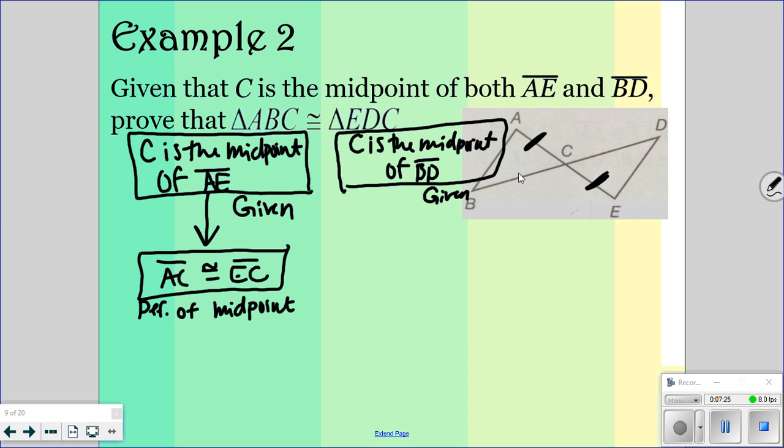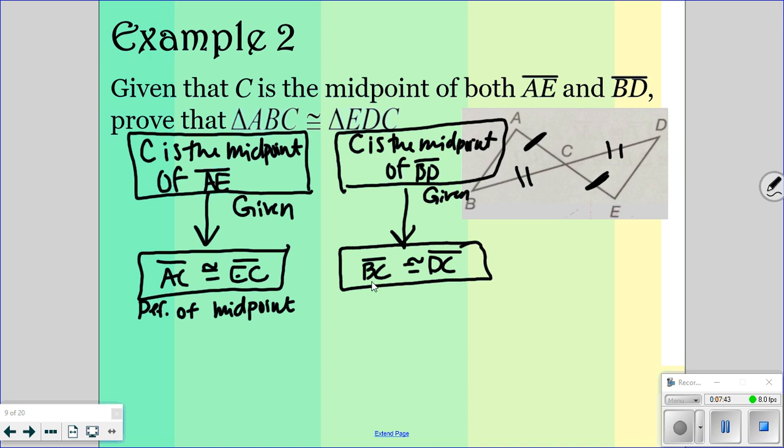Likewise, if C is the midpoint of BD, this segment and that segment are congruent. So that follows from BC being congruent to DC. And again, the reasoning is definition of midpoint.